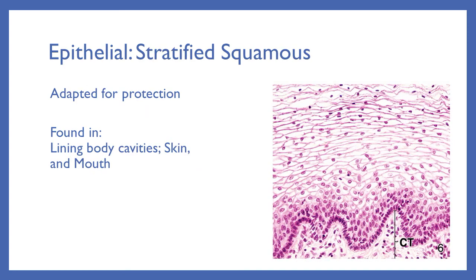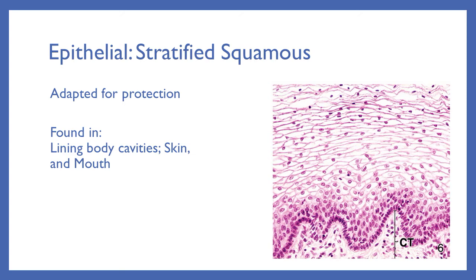On to the stratified cells. Here's stratified squamous. Because we're no longer that single layer, instead we have begun to stack those cells on top of one another, we're not here for diffusion and absorption. That's not our goal. We are here for protection. We find these cells lining our body cavities, our skin surface, and also inside of our mouth.